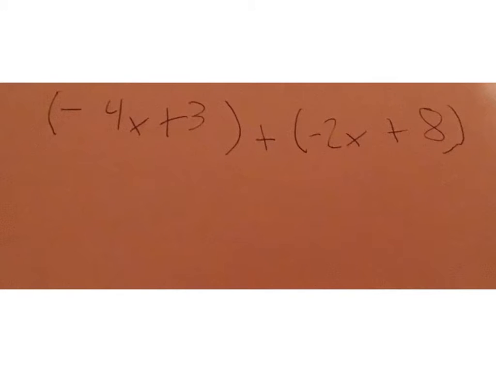So for this equation, we have to add. So we can add just right away negative 4x plus negative 2x equals negative 6x. Then we have to add 3 plus 8, which is 11. So the answer would be negative 6x plus 11.